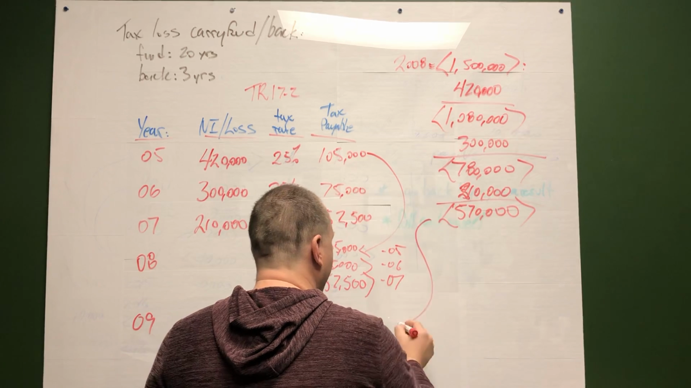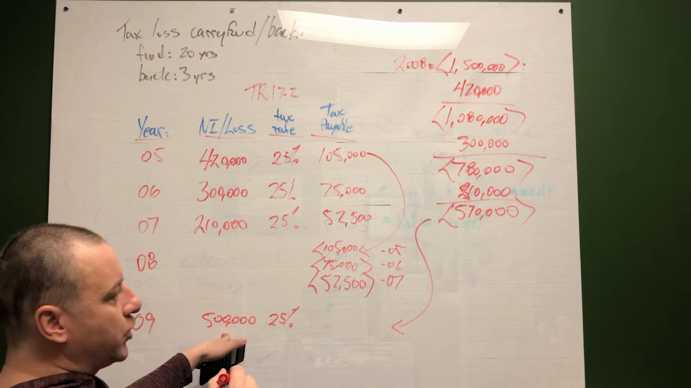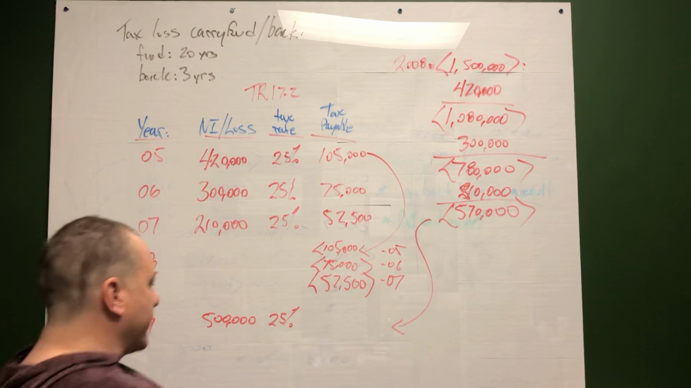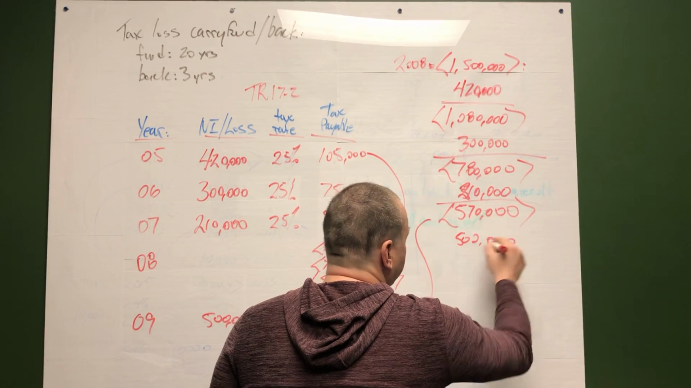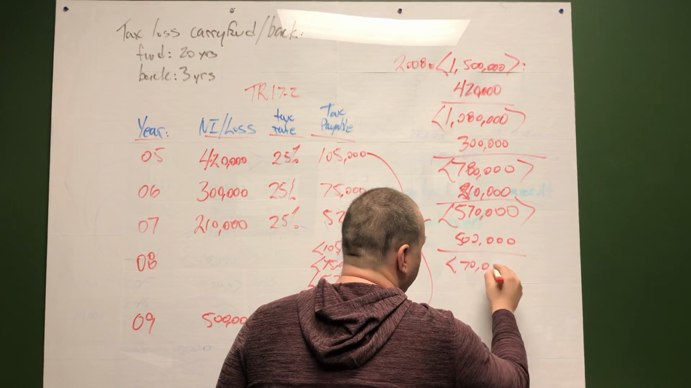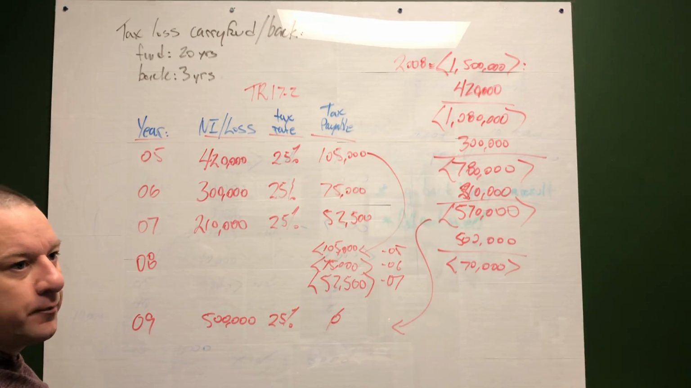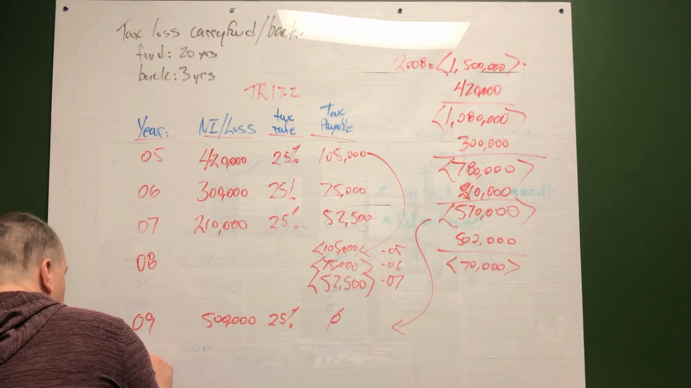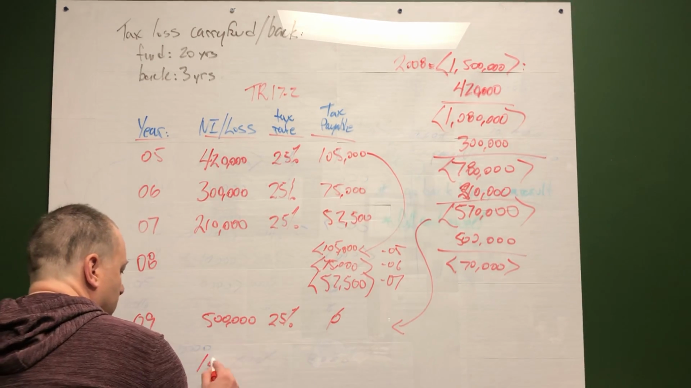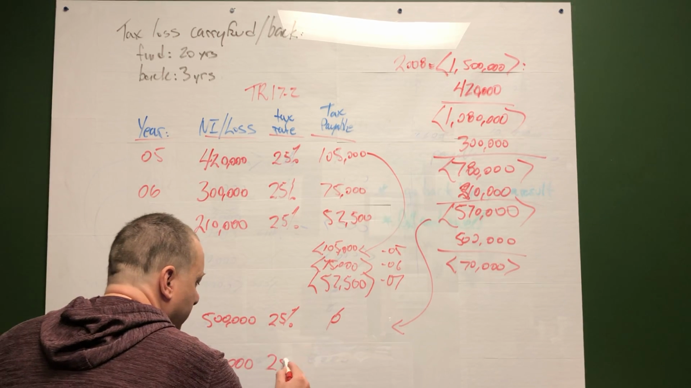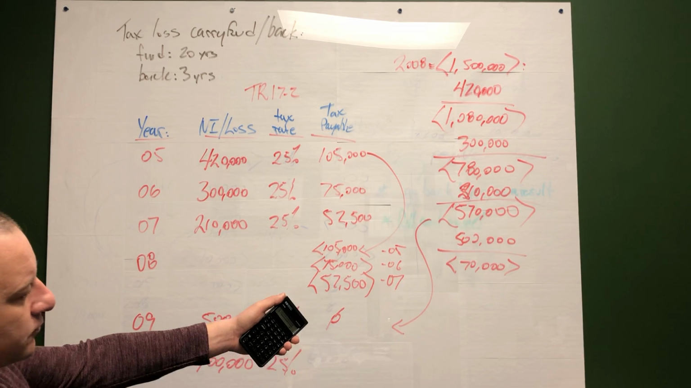So we're going to carry that 570 loss forward. So that $500,000 that we had in '09, we don't have to pay any tax on it. Now we're grinding it down. We have $70,000 left of a tax loss carry forward to use to shelter against any income. So let's just say in 2010 we make $100,000. Now we're not going to pay 25% on $100,000. Why? Because we still have $70,000 of a loss.